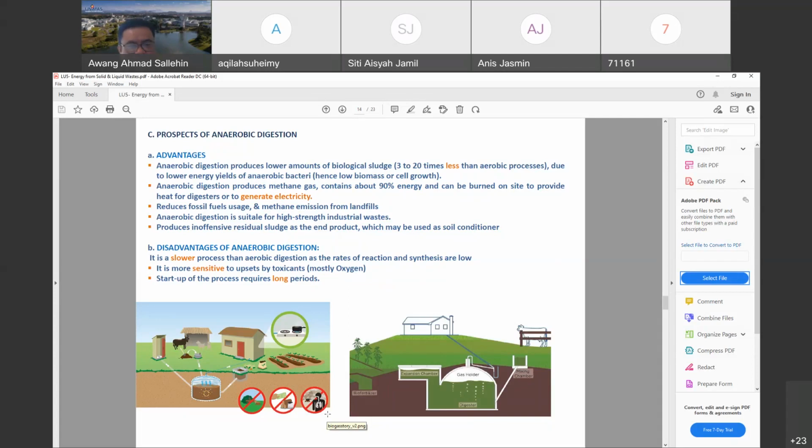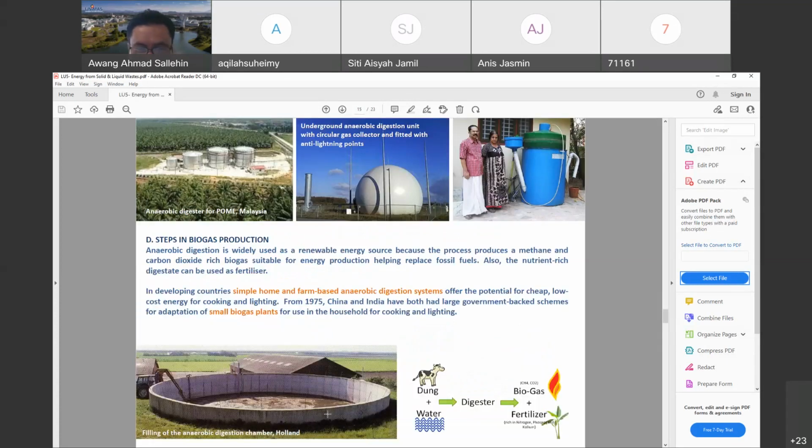once the process of degradation is completed. The anaerobic digestion is also very sensitive to upsets by the presence of toxicants, especially since the process is called anaerobic digestion, so once you have oxygen there, that will slow down the process. And then startup of the process also requires a long period of time. It's a slow process actually, but then again it's worth waiting, and it doesn't require much high-end energy, instrumentation or things in place. So that is the advantages of anaerobic digestion. These are some of the steps in biogas production.